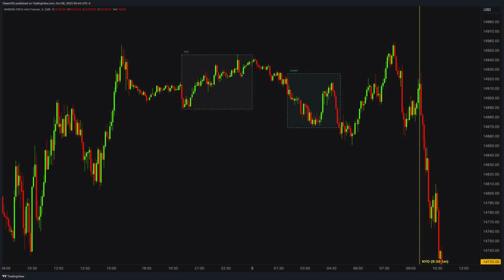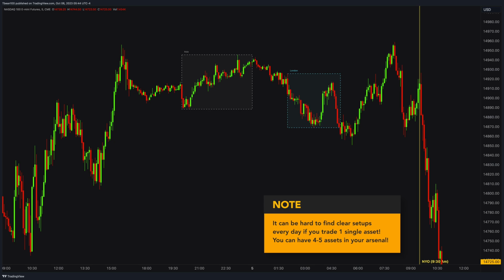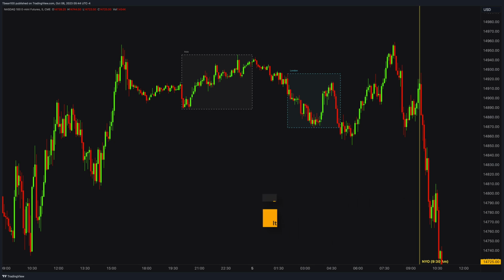Before ending today's video, I want to talk about this Nasdaq example. The problem is trading a single asset like Bitcoin. You will never be able to find clear setups every single day as a day trader. So you need an arsenal of assets to trade. For example, a total of 4 or 5 assets in your portfolio would be great: Bitcoin and Ethereum, S&P 500 and Nasdaq futures or options, a couple of Forex pairs. You can also trade gold and oil futures if you are into them.